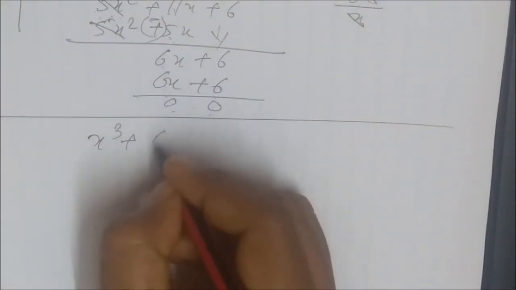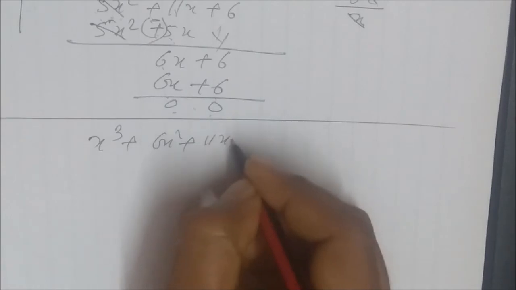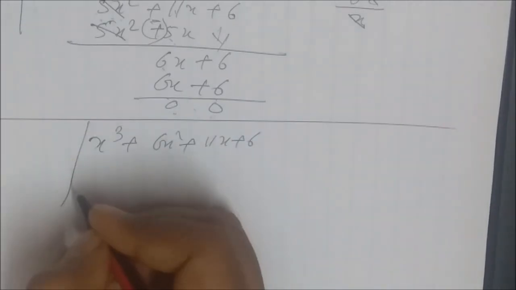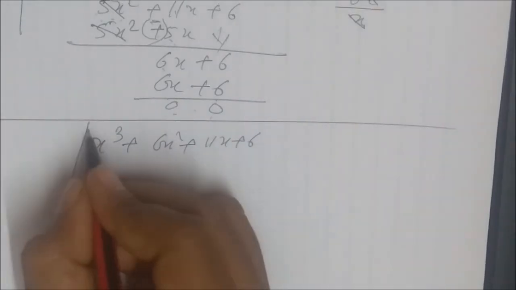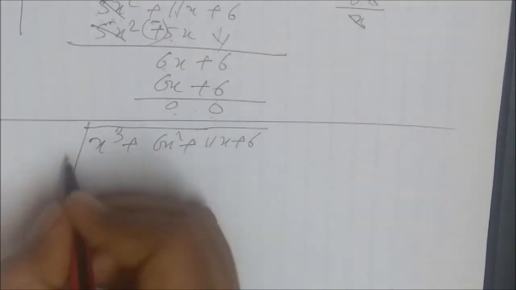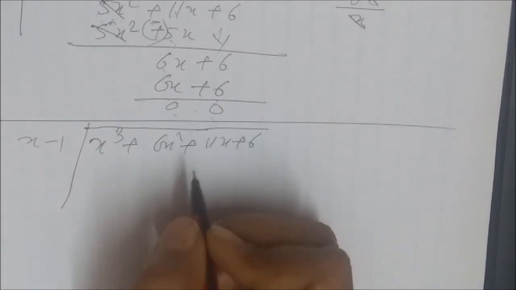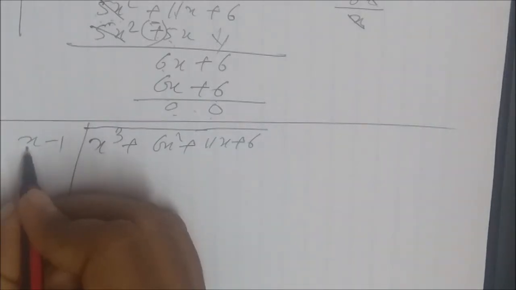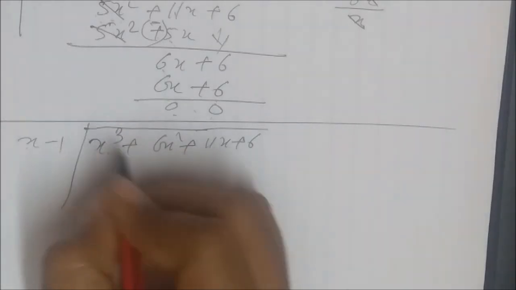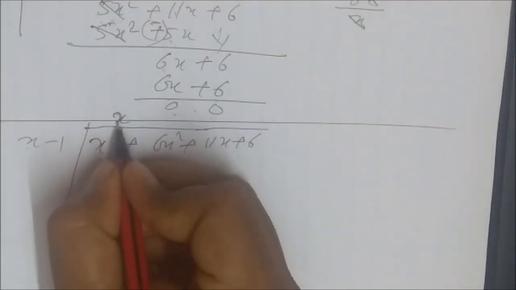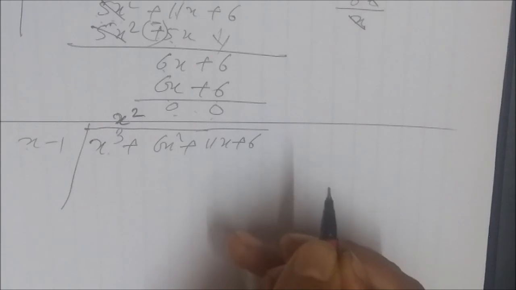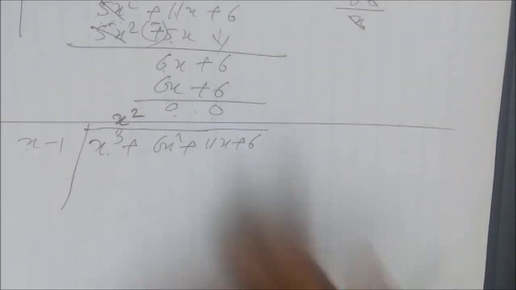Now let's do one more. We just divide the same polynomial x cube plus 6x squared plus 11x plus 6 by x minus 1. Okay. So first step, we want to make this x as x cube. As we discussed earlier, we need an x squared. So we have to multiply with the x squared.